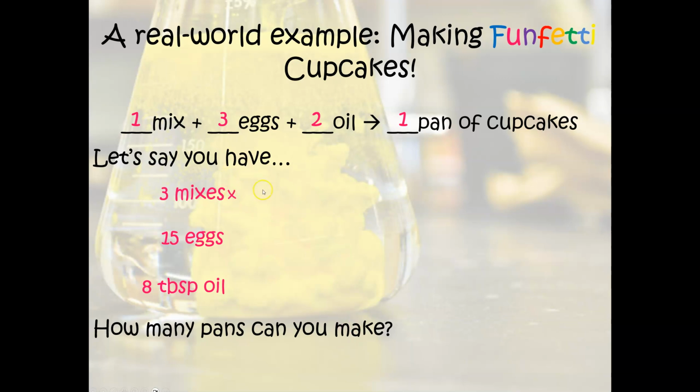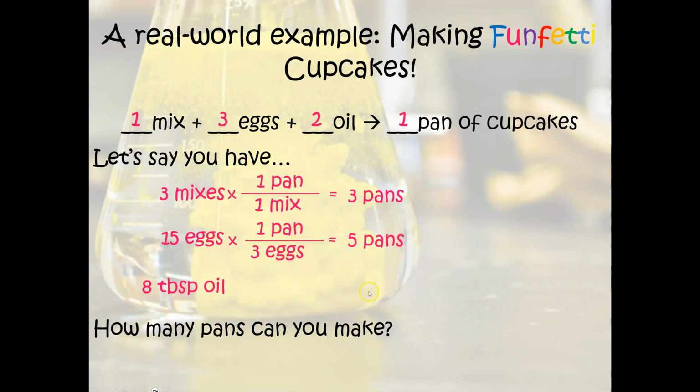In this example, if I have 3 mixes, well, I know that in one mix you're going to be making 1 pan, because it's 1 mix per pan. For 15 eggs, I know there's 3 of them, so I'll be using 3 eggs to every 1 pan. So I'll be making a total of 5 pans. And 8 tablespoons will equal 2 tablespoons to 1 pan. So we use the coefficient there, and our answer here would be 4 pans.